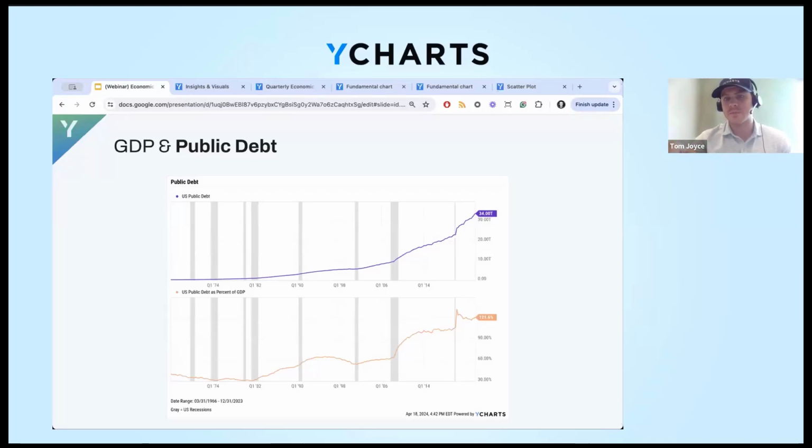Of course, we know since the pandemic that number has been elevated. We did see a slight decrease over time, but it does seem to be elevating once more. So certainly something to keep an eye on.